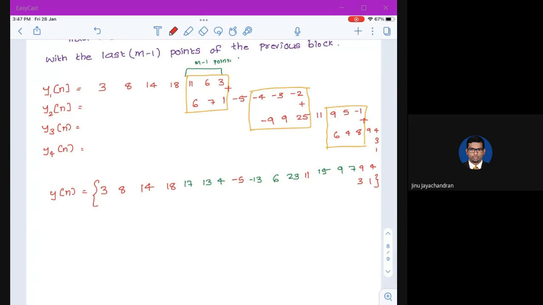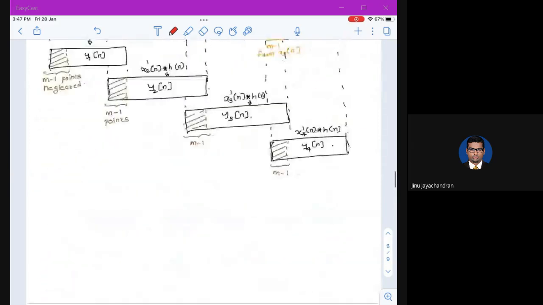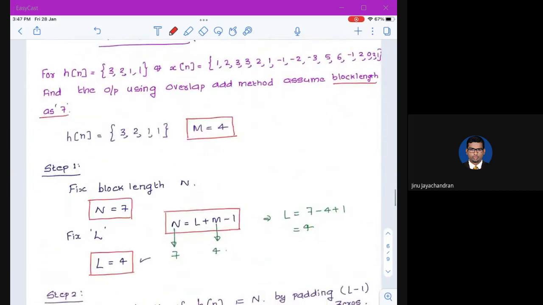Okay, so you are just adding all these points here, and that's the difference, and you get whatever you get after adding and writing the others as it is. That is your final output. Okay, so if you just recap, this is what you want: to find the linear convolution of x of n and h of n, where x of n is a very lengthy sequence, which is block length of, let's say, 7.